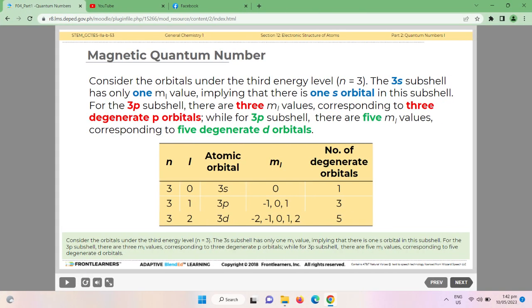Consider the orbitals under the third energy level, or n equals 3. The 3s subshell has only one m subscript l value, implying that there is one s orbital in this subshell. For the 3p subshell, there are 3 m subscript l values corresponding to 3 degenerate p orbitals, while for the 3d subshell, there are 5 m subscript l values corresponding to 5 degenerate d orbitals.